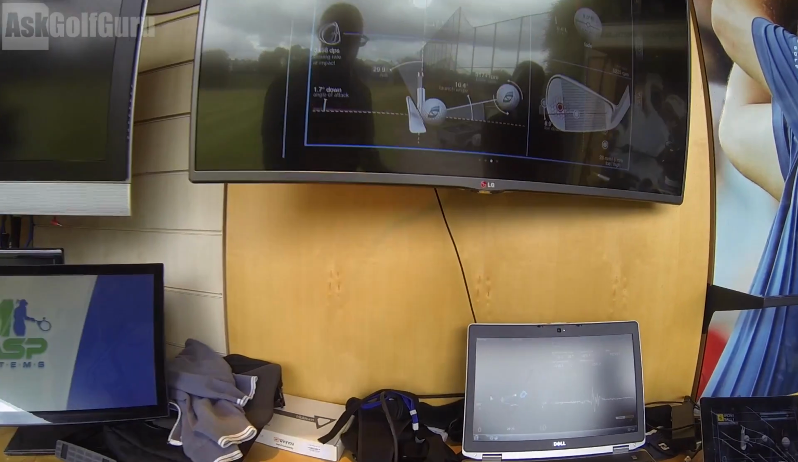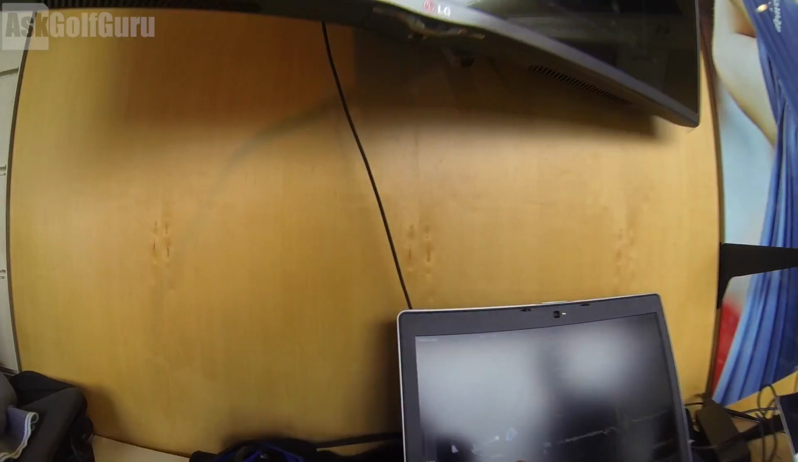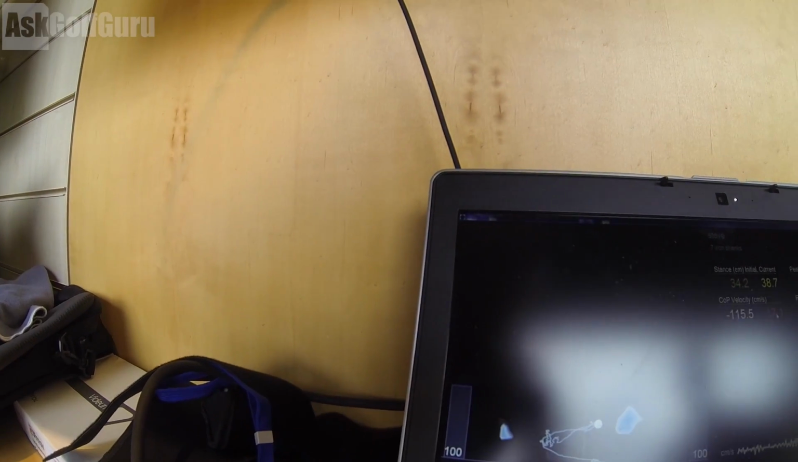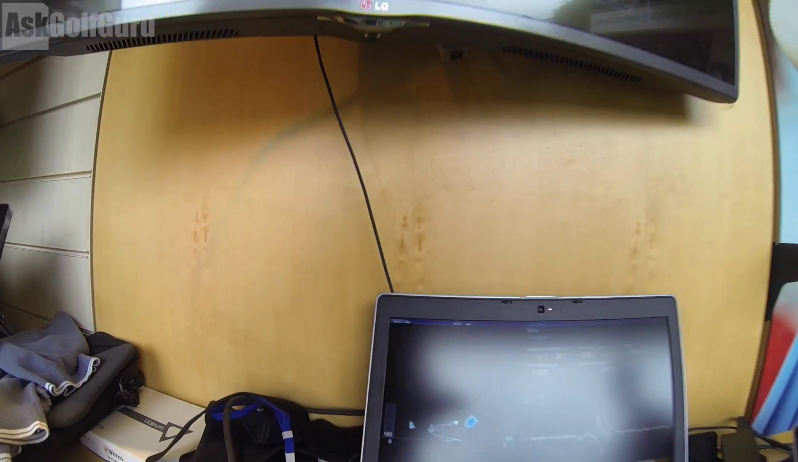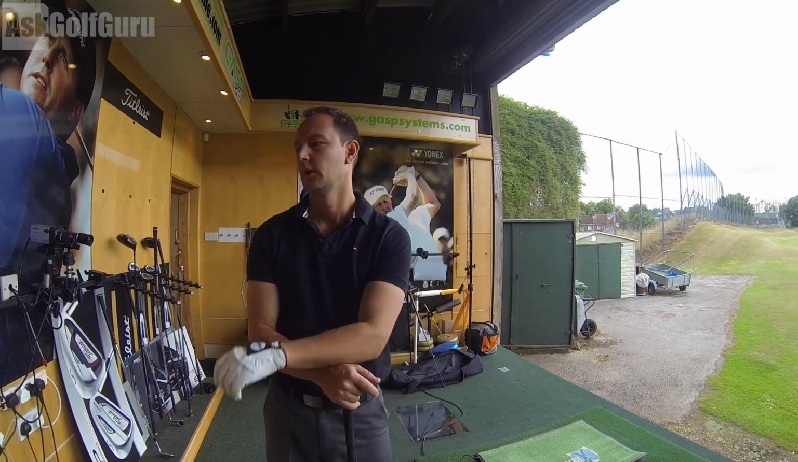But a nice pressure trace would be much more of a straight line, and even maybe coming back into the left heel, back into the left heel, hitting the ball.